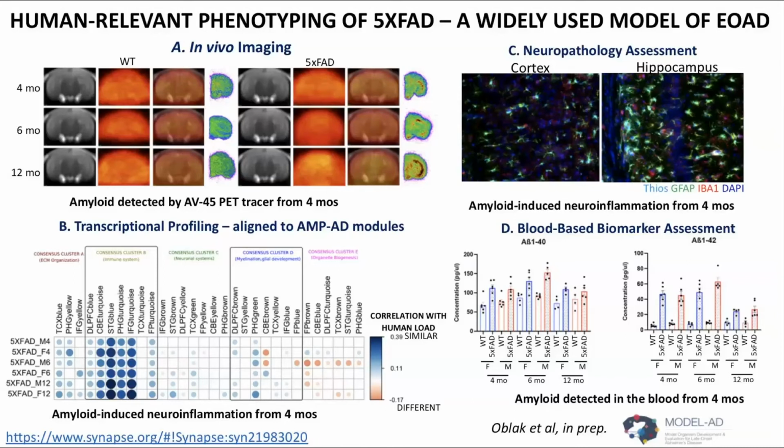We're also doing blood-based biomarker assessment, and we've done this in the 5X FAD. And again, you can see that you can detect A beta 1 to 42 as early as 4 months. And all of this data has been deposited in the AMP-AD knowledge portal and is available here. And there's also a manuscript in preparation from Adrian O'Black and others.